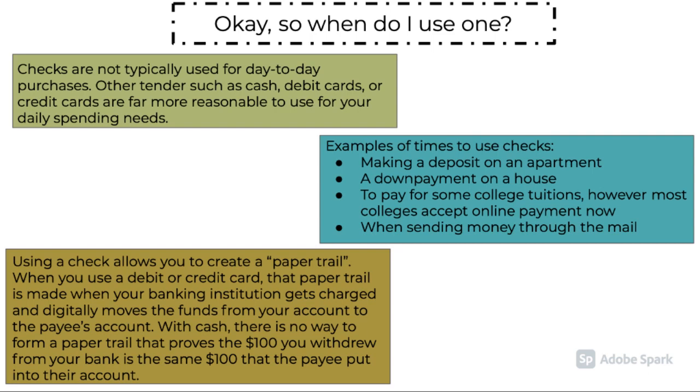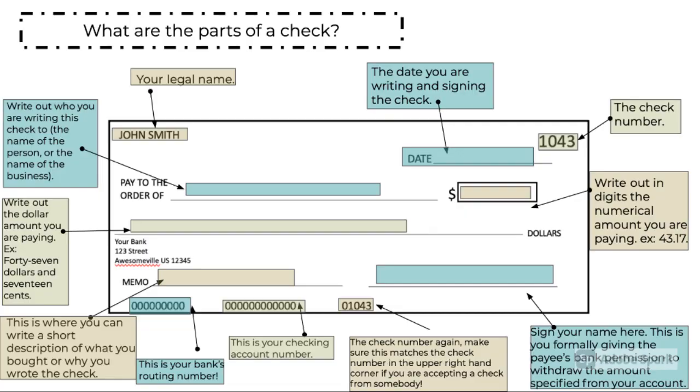Using a check allows you to create a paper trail. When you use a debit or a credit card, that paper trail is made when your banking institution gets charged and digitally moves the funds from your account to the payee's account. With cash, there is no way to form a paper trail that proves that the $100 you withdrew from your bank is the same $100 that the payee is putting into their bank.